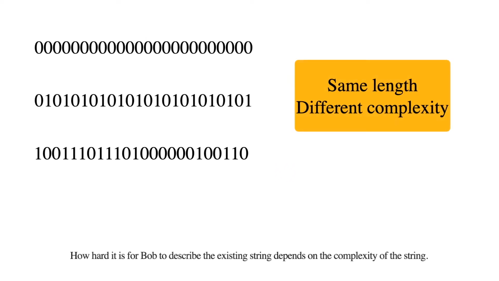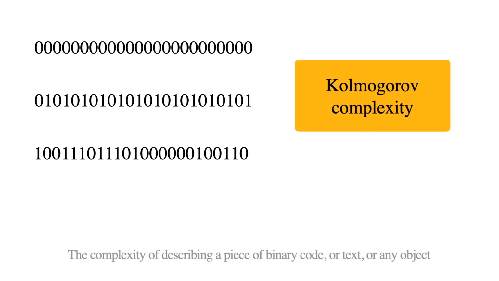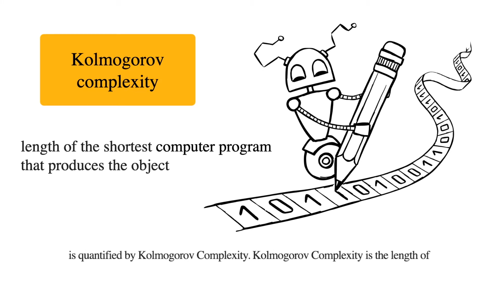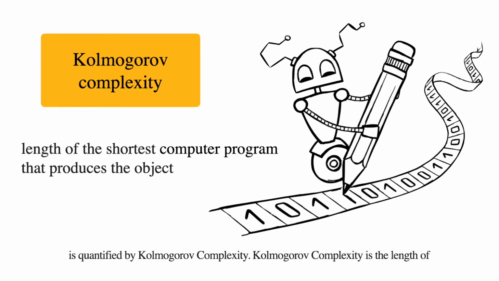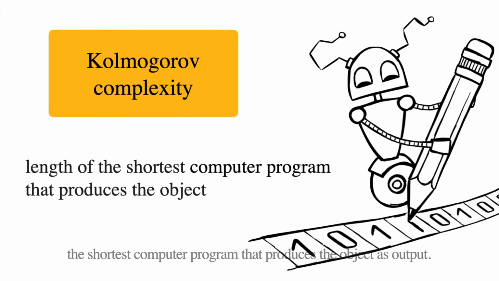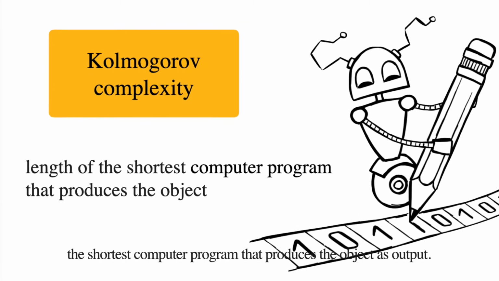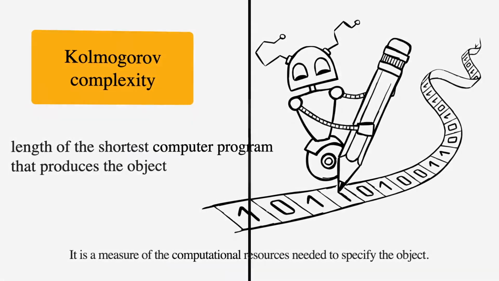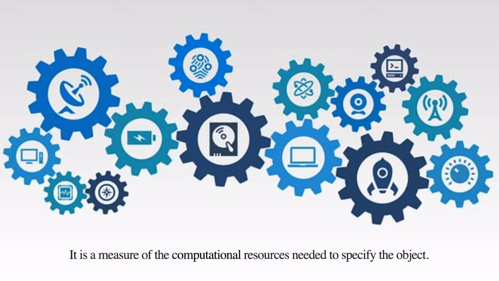How hard it is for Bob to describe the string depends on the complexity of the string. The complexity of describing a piece of binary code or text or any object is quantified by Kolmogorov complexity. Kolmogorov complexity is the length of the shortest computer program that produces the object as output. It is a measure of the computational resources needed to specify the object.